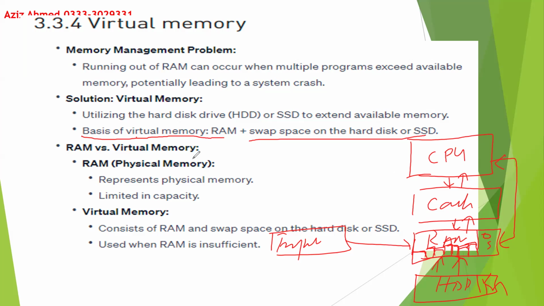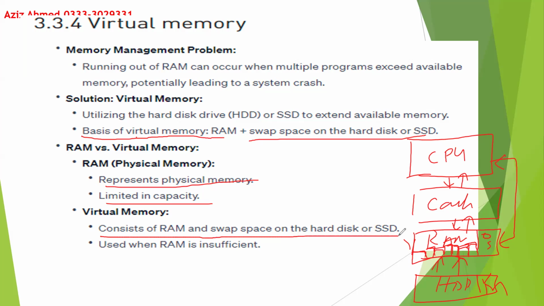Virtual RAM versus virtual memory. RAM means physical memory, which is limited in capacity. But virtual memory consists of RAM and swap space on the hard disk or SSD, used when RAM is insufficient. That's it. That's the point.